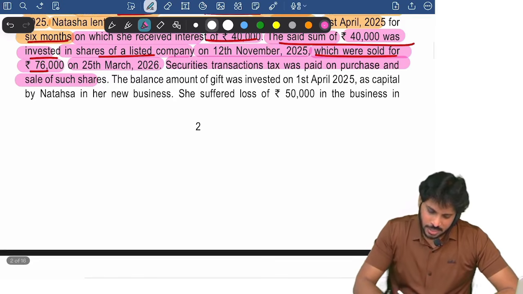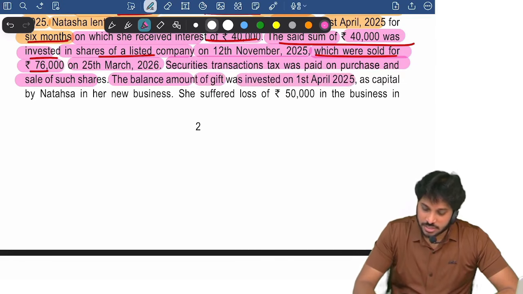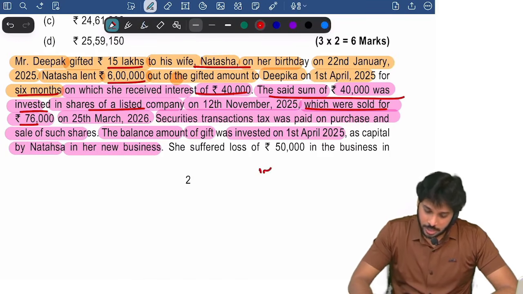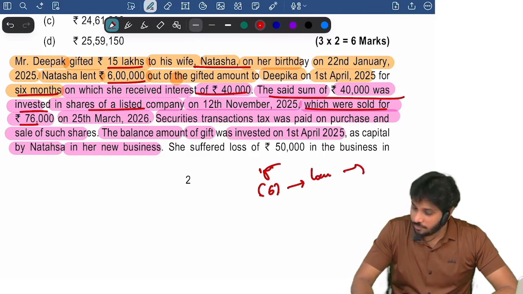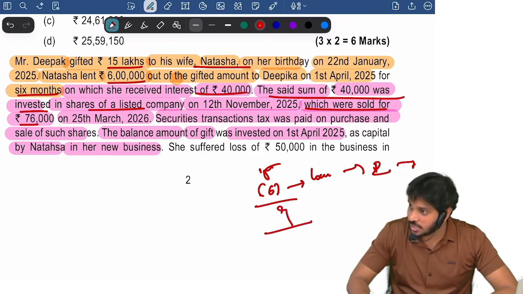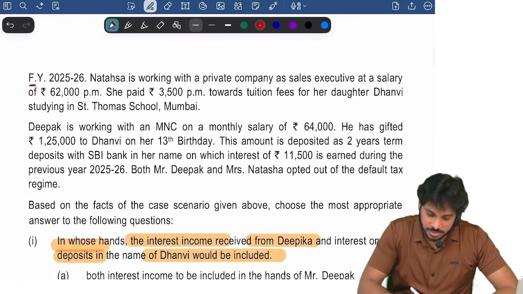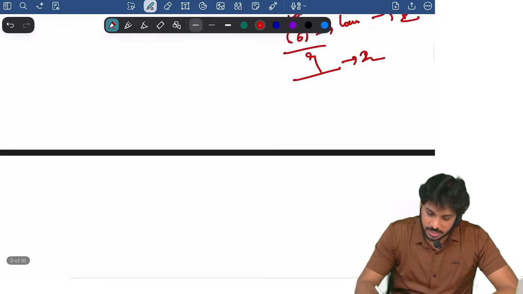Yes or no? The balance amount of the gift was invested on 1st April as capital by Natasha in her new business. Okay. So look at it: out of 15, 6 lakhs she gave as a loan. On that she got some interest. That interest was invested in the stock market. So the balance is what? 9. This is invested in the business. Then she suffered a loss of 50,000 in the business.